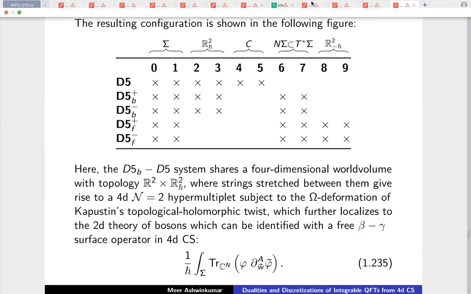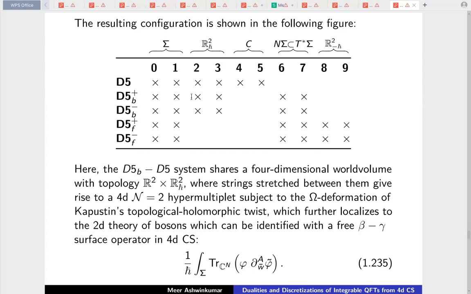And the crucial point is that this configuration in 4D Chern-Simons theory realizes chiral or anti-chiral surface defects. So, for example, this D5B plus brane realizes this surface defect, which is actually just the free beta gamma surface defect, which we saw earlier. And some details can be worked out using Clifford algebras, and you can show that the two line operators, which are in different directions, will give you a chiral and anti-chiral surface defect. This can be shown explicitly.